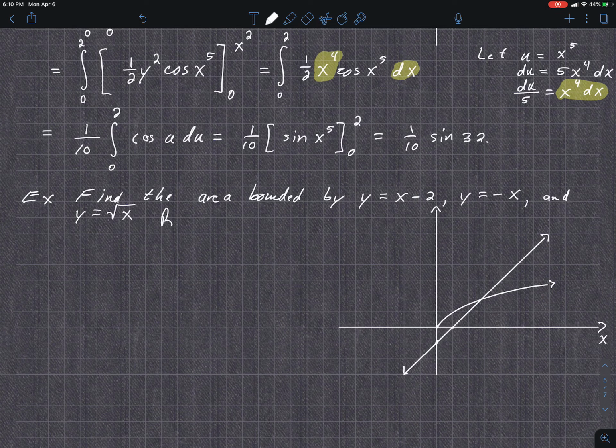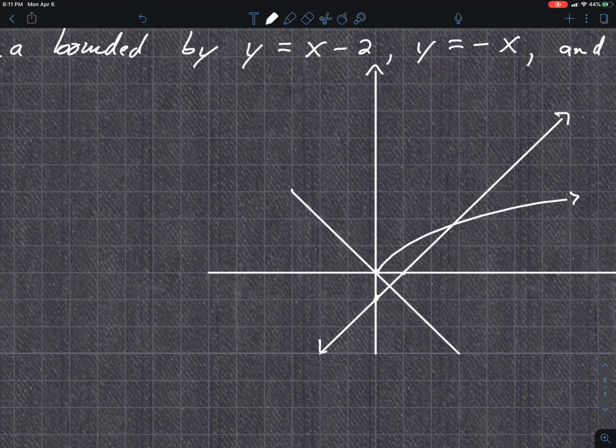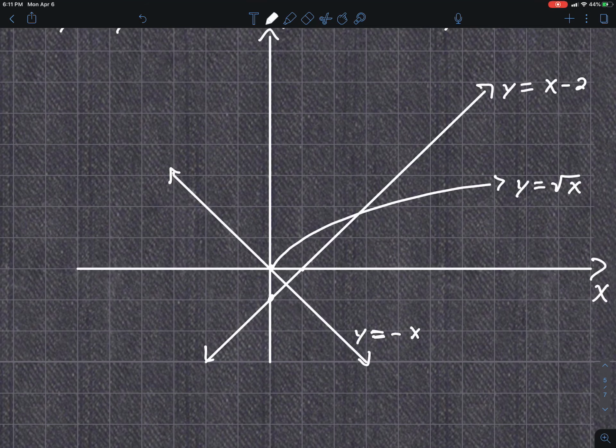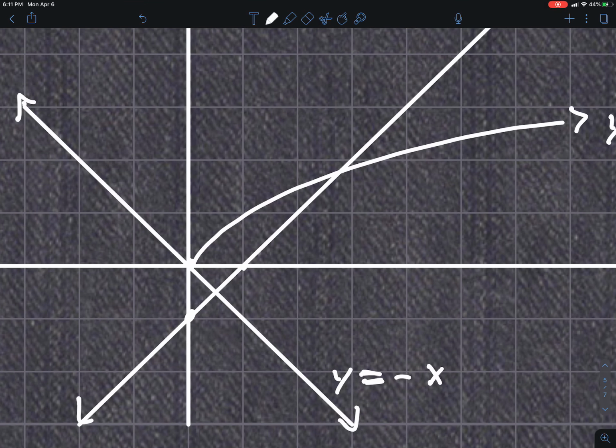And then we have negative x, negative slope. Looks like this. Okay. So let's blow that up so we can see it a little better. So this is your root x. This is your y. This is your x minus 2. And this is your negative x.